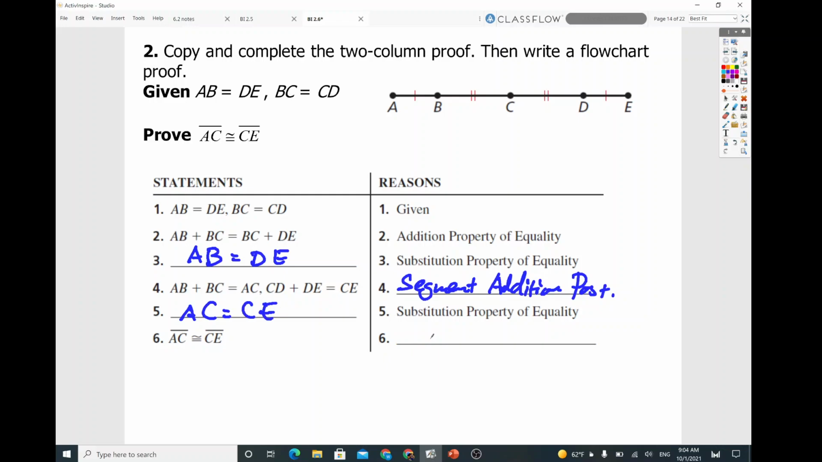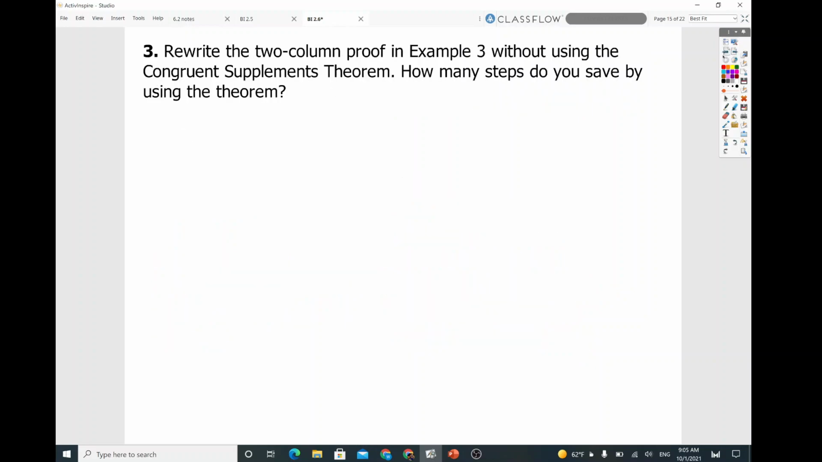And then the last piece right there: segments congruent, or definition of congruent segments. Since we're showing they're exactly the same, those two segments have to be congruent to each other. Okay, so now let's see what else we got right here.